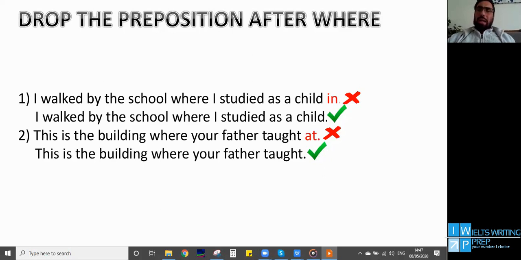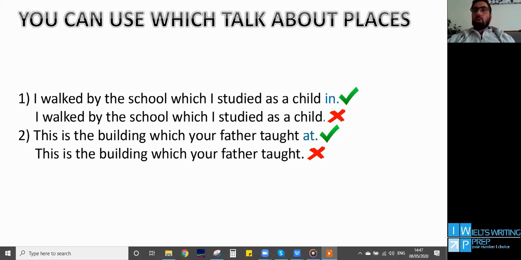Now, you can, of course, use which to talk about places. But when we use which to talk about places, we need to make sure that we are putting the preposition, because which does not take the place of the preposition. It's not like where. Where takes the place of the preposition, but which doesn't. Okay, it's up to you which one you use, whether you use which or whether you use where, but just be careful. With which, we add the preposition, and with where, we drop it.